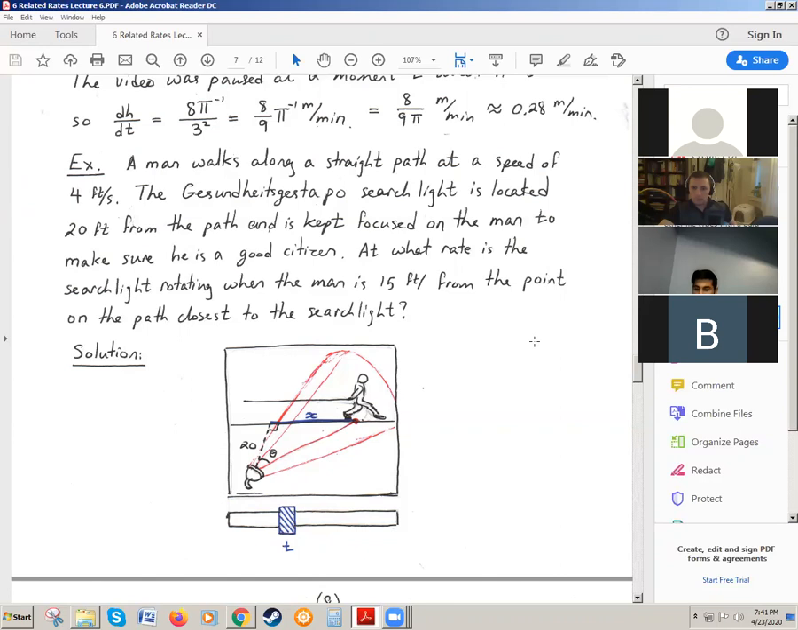Do we need to get the derivative of tangent theta? Yes, well, we need to get the derivative of theta with respect to time, and for that we probably have to take the derivative of tangent theta.